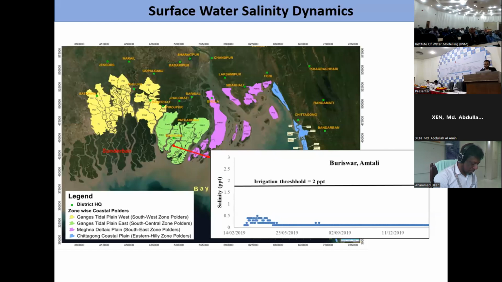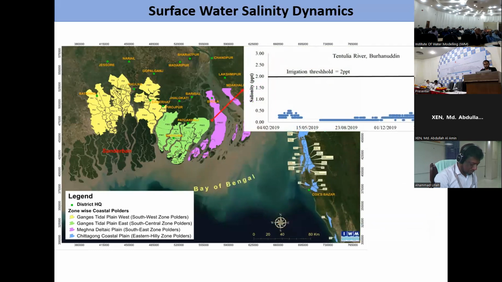Now let's see the salinity at the mixed zone, which is at the Burishwar river and Tetulia river. Now we can observe that salinity level in these two rivers is below 1 ppt. So this is actually the freshwater zone of Bangladesh.